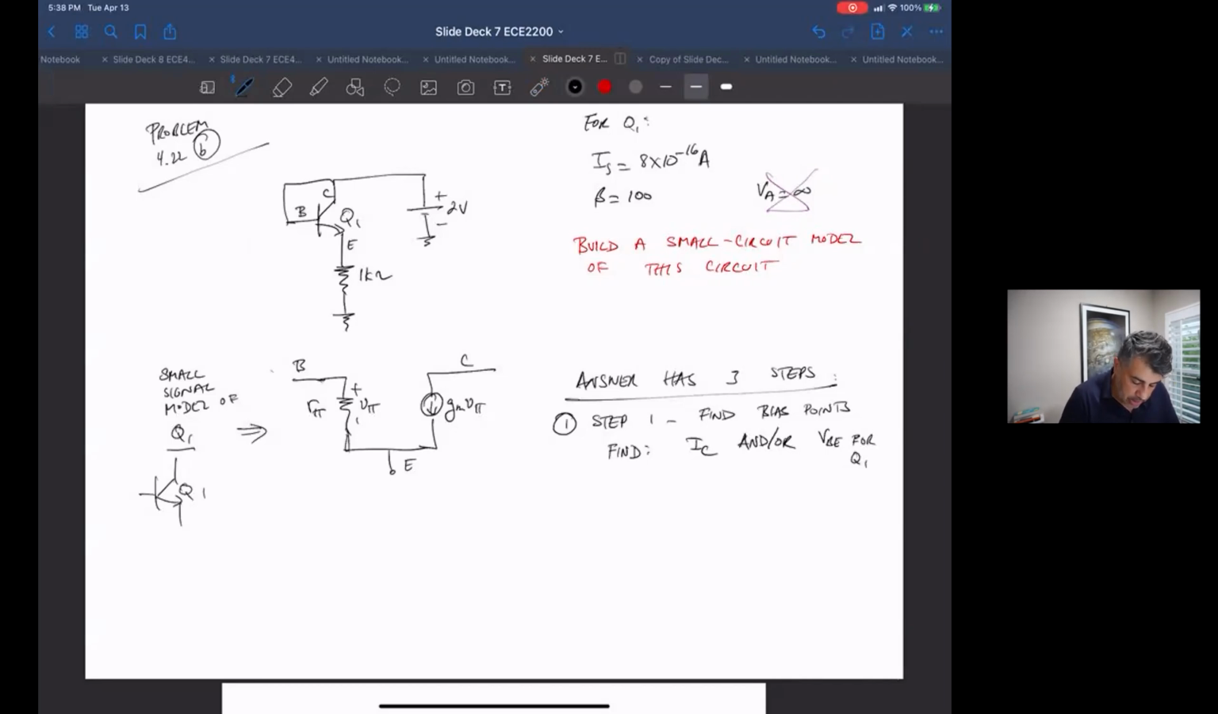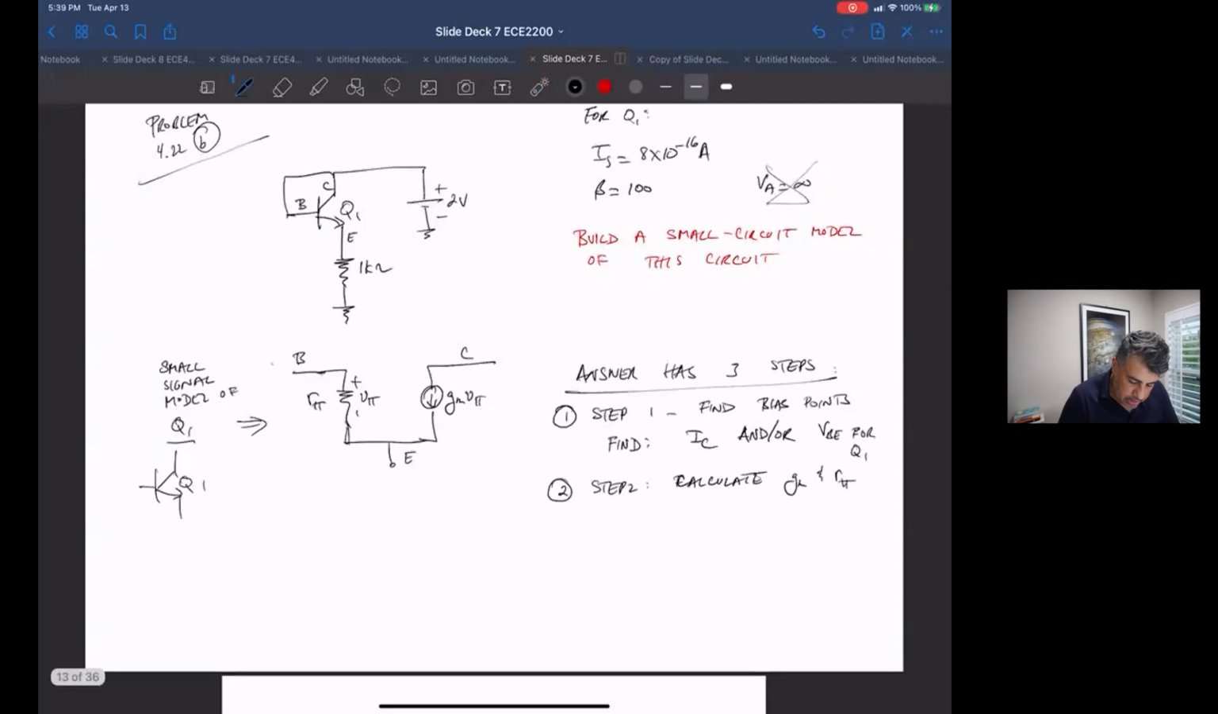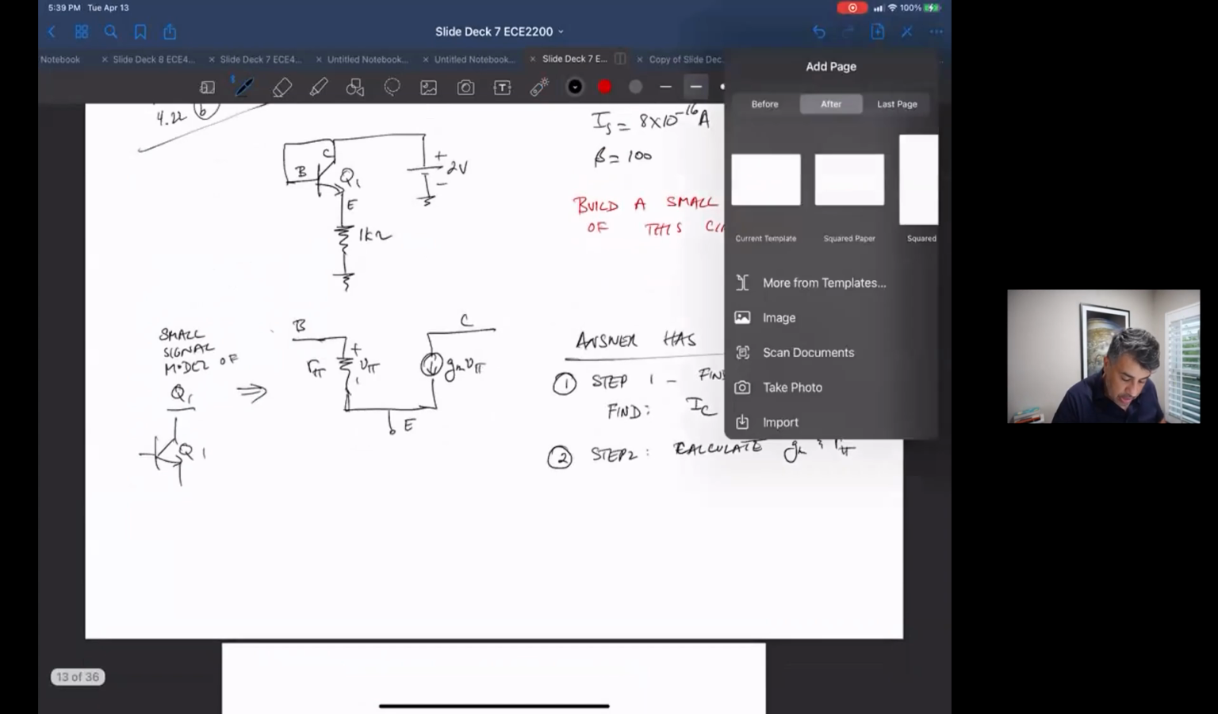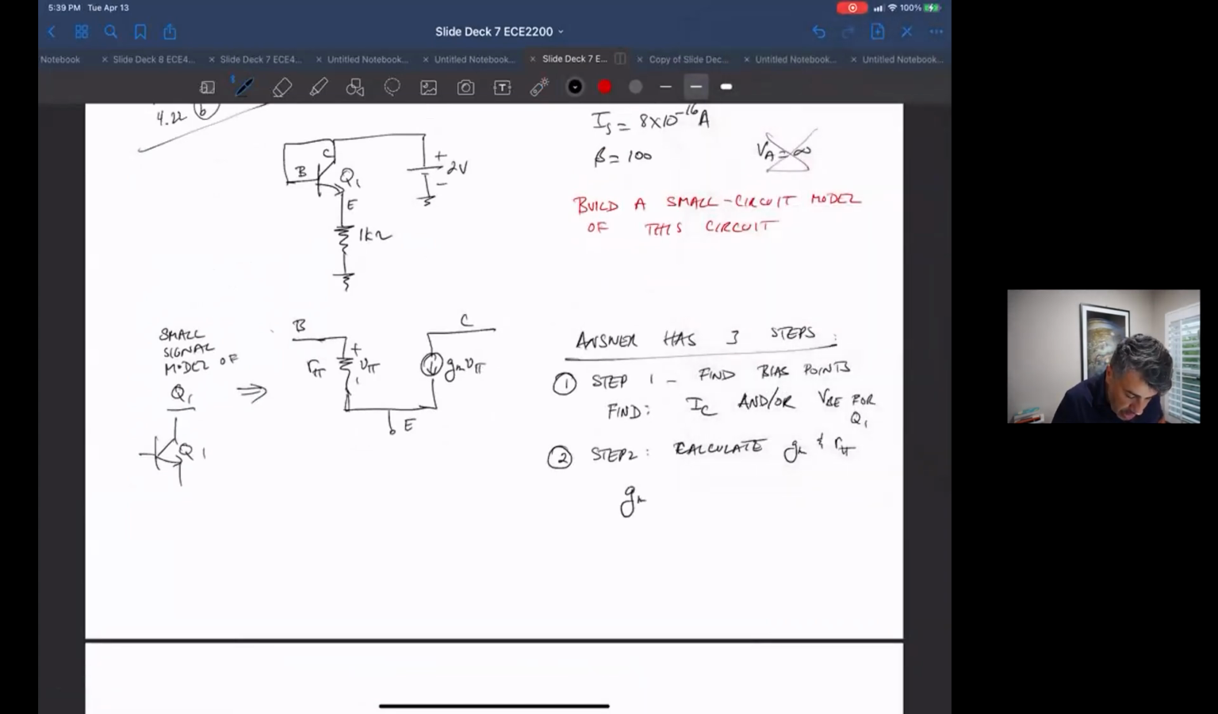Step 2 is to calculate G sub M and R sub pi. Once you have I sub C, it's pretty easy to calculate those two. The equations say G sub M is I sub C over V sub T, and V sub T is just 26 millivolts at room temperature, so it's a constant. And R sub pi is just beta over G sub M.